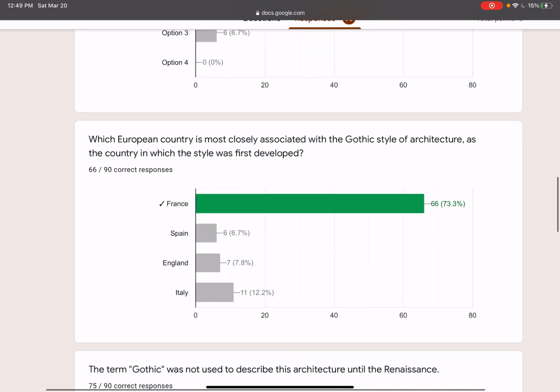Which European country is most closely associated with Gothic architecture? It is the country where it first developed, and that is France. You might have wanted to pick Italy, but it was France. So if you want to go look at some of the most magnificent Gothic architecture, go to France. We're going to go over an example in a second.